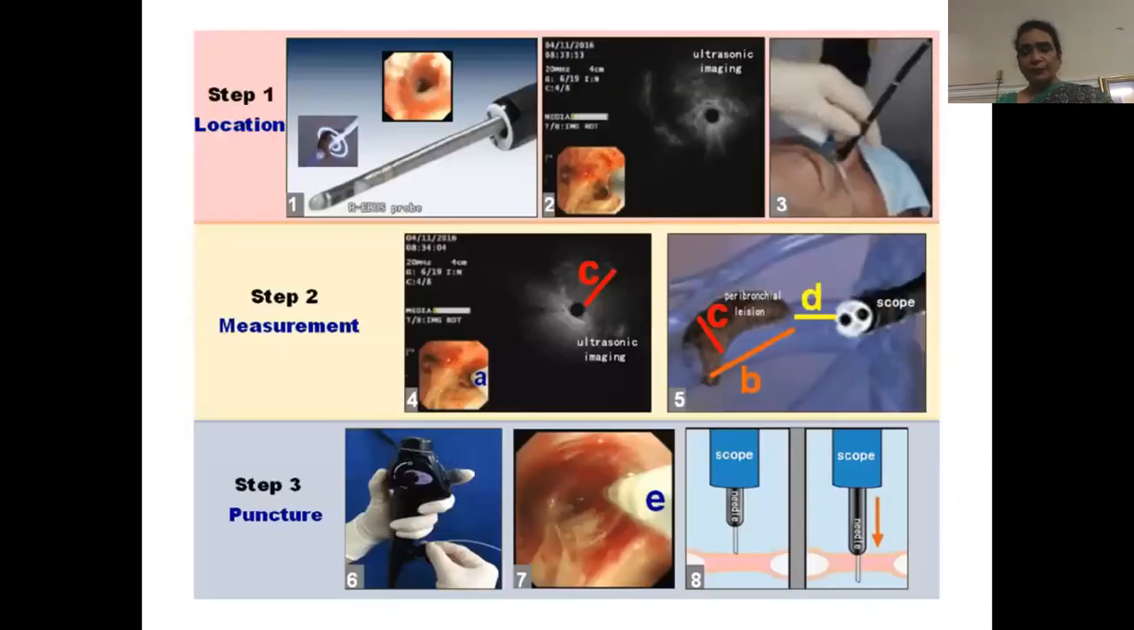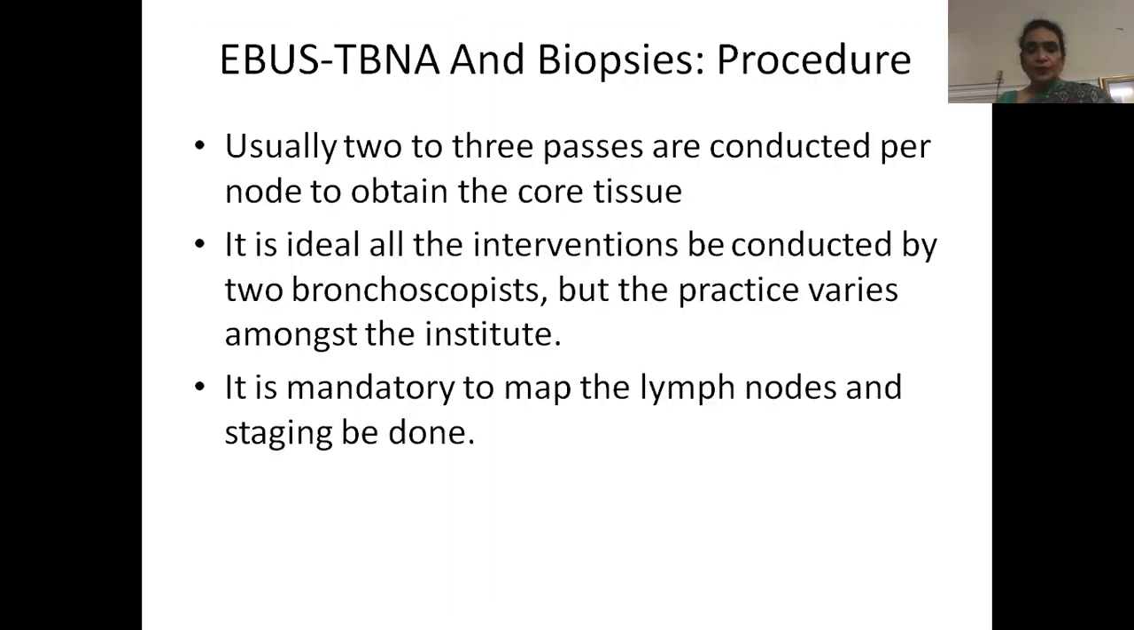The procedure of EBUS is done in 3 steps. First is localization of the lymph node, second is measurement, and third is the puncture. Usually 2 or 3 passes are conducted per node to obtain the core tissue. It is ideal for all interventions to be conducted by 2 bronchoscopists, but the practice varies from institute to institute. It is mandatory to map the lymph nodes and staging be done.